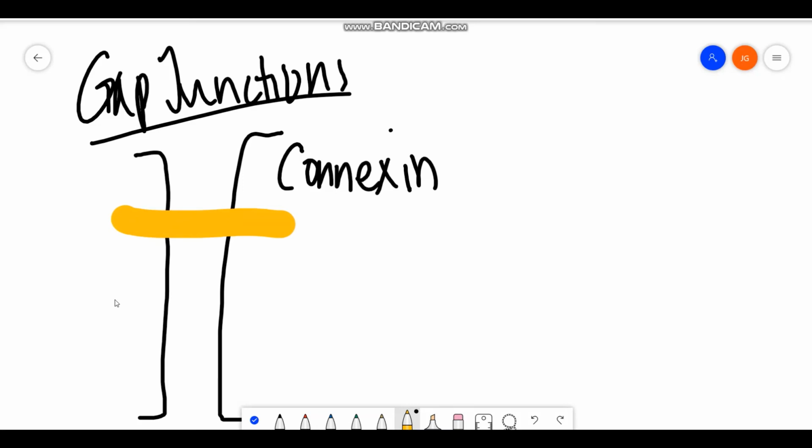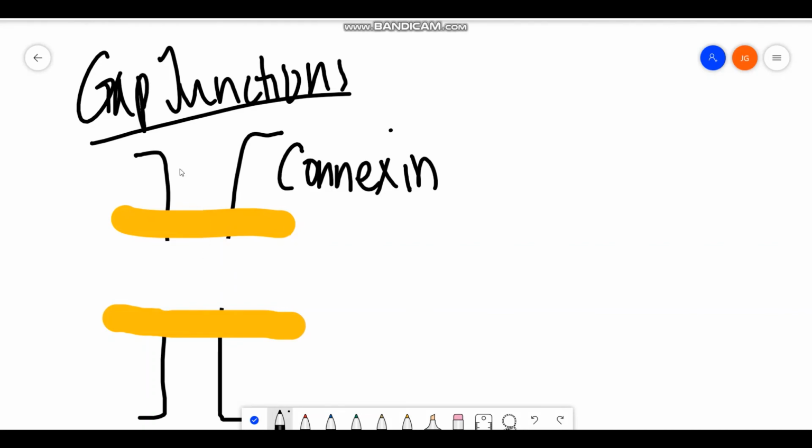Let's draw it. Yeah, let's do it like this. Okay, your gap junction. You can see that you have your gap, and your connexin kind of forms a nice little tunnel for them to pass through. And by the way, each cell has its own.